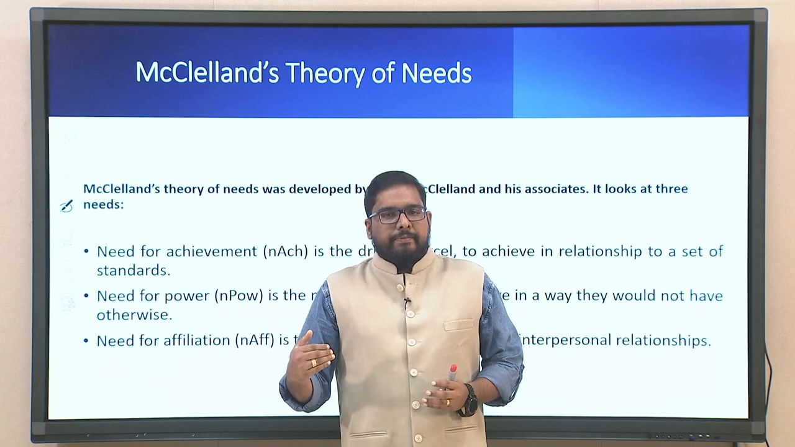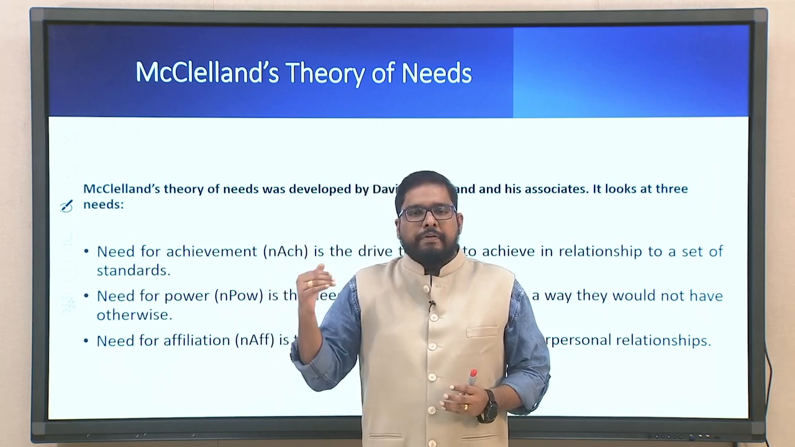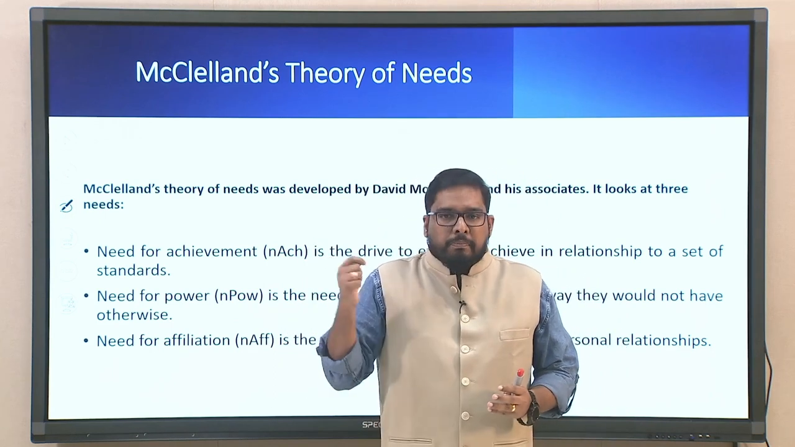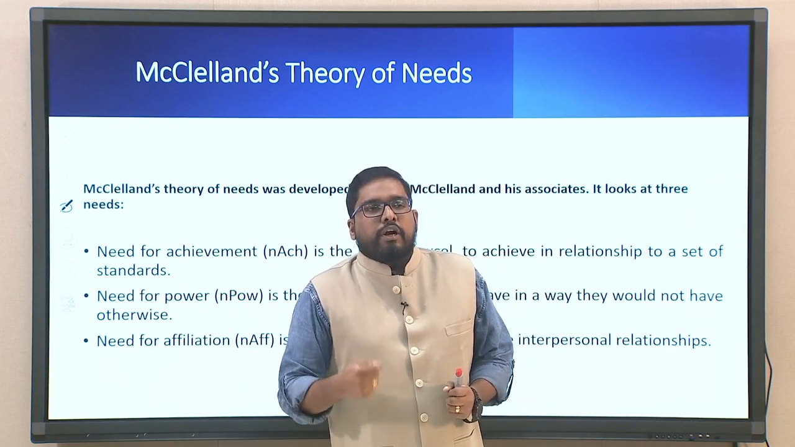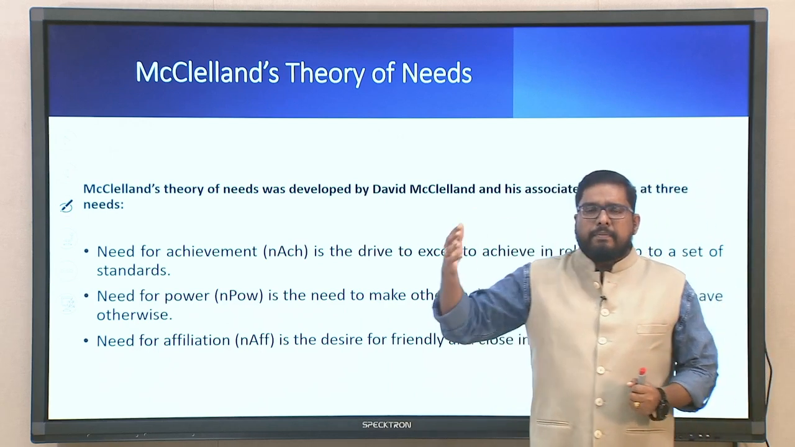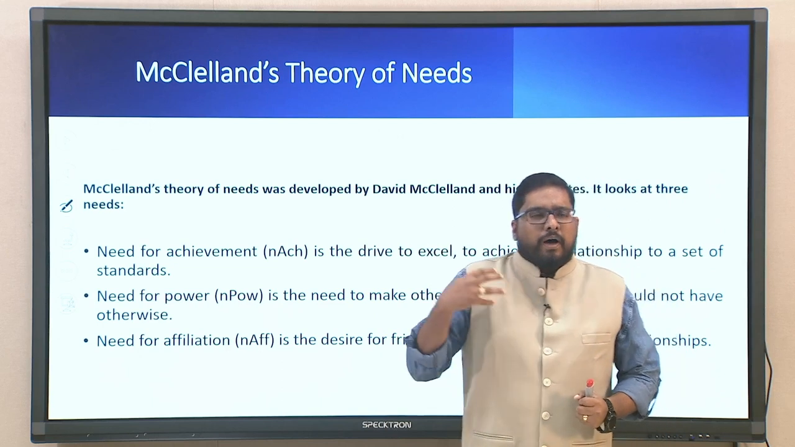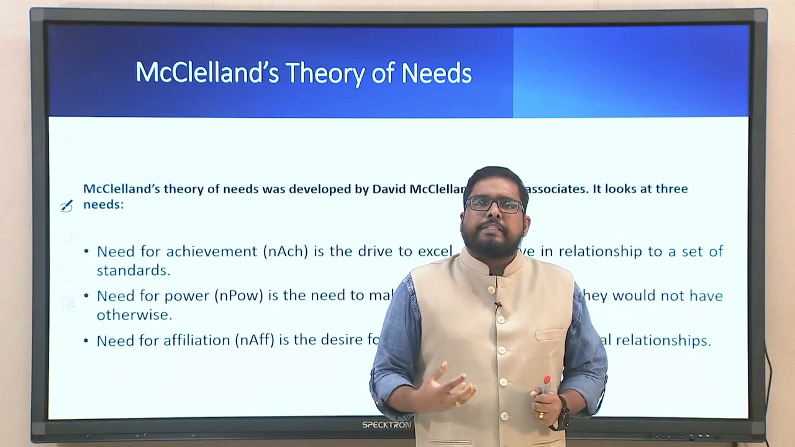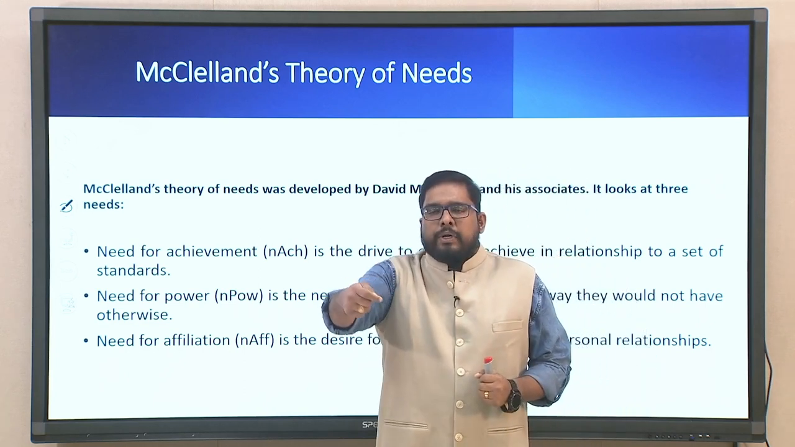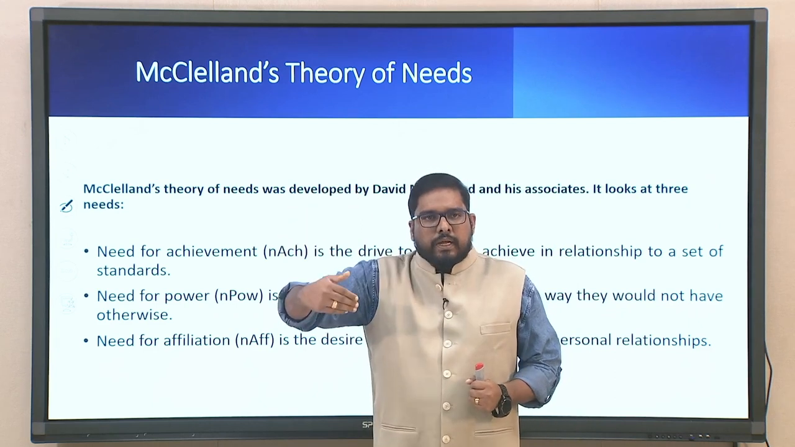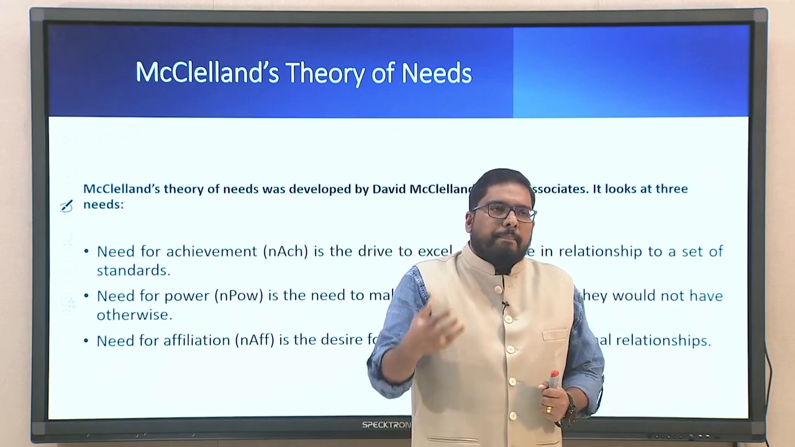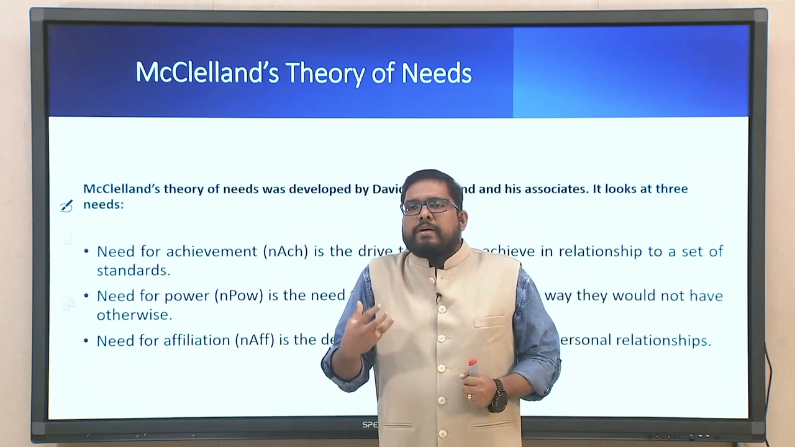The second important need, when it comes to McClelland's theory of needs, is the need for power. Now, this is interesting. Need for power is the need to make others behave in a way they would not have done otherwise. This is a basic definition of power, and we go into power in detail in the coming modules. But need for power is to get that control over somebody. It is not dependent on high odds or low odds as in the case of need for achievement. Moreover, need for power is to have control over others.